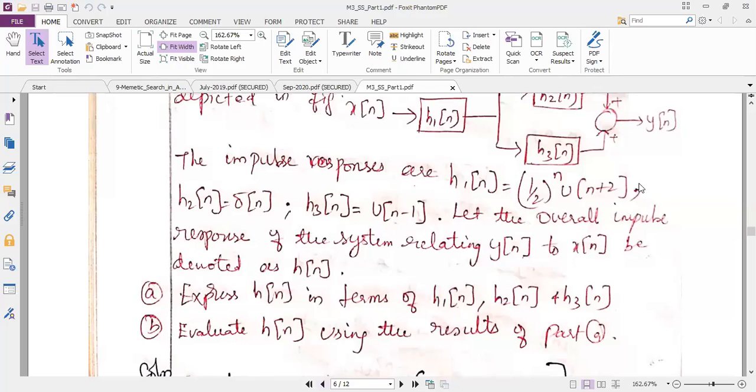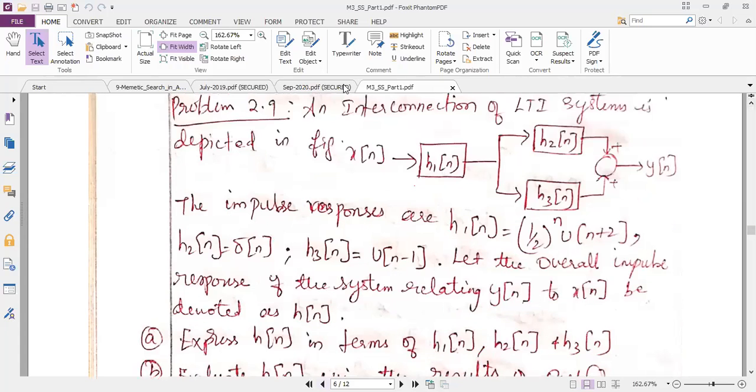Yes, ma'am. Okay. So the first question is very, very easy. What they are telling is, I want to find h of n in terms of h1, h2, h3. That means I need not go for the substitution of h1, h2, h3. I just want the left hand side h in terms of the right hand side h. So you can see the diagram and tell me the answer. It is very easy. So what is my h of n from this diagram?